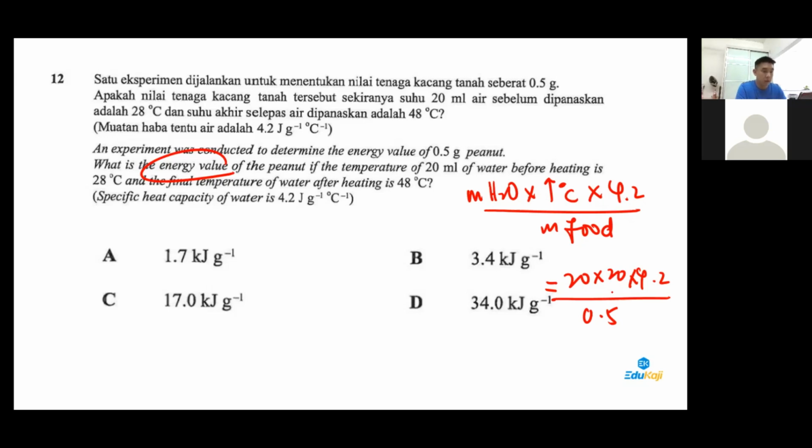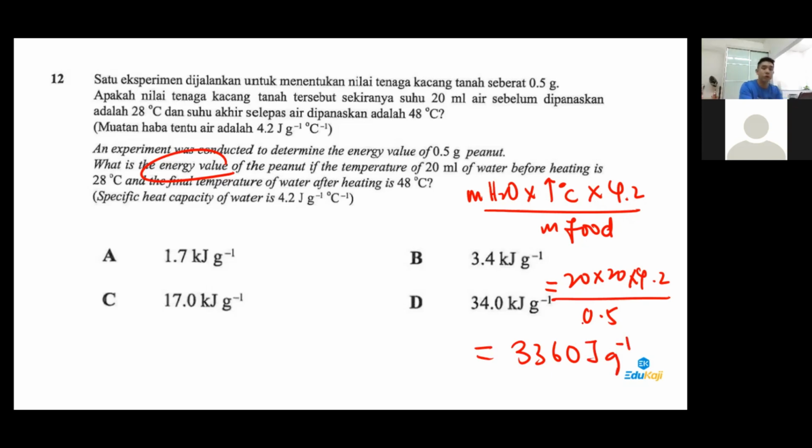Mass of water, increase in temperature, 2.2. Okay, so you should get 3360 joule per gram. Joule per gram, guys.